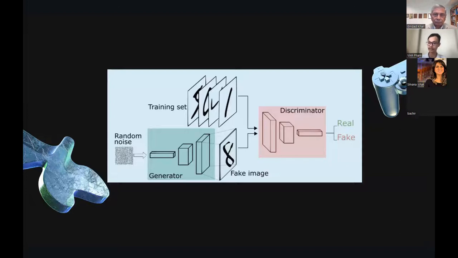The purpose of the generator is to try to match the real one. And the purpose of the discriminator is to try to distinguish between the generated video and the real video. So the input of the discriminator is the output of the generator and the real video, which comes from the training set.